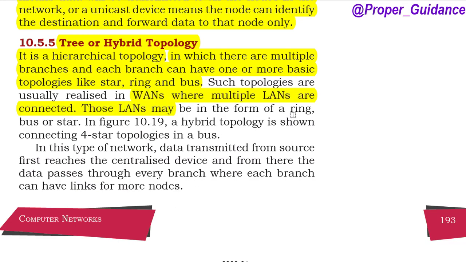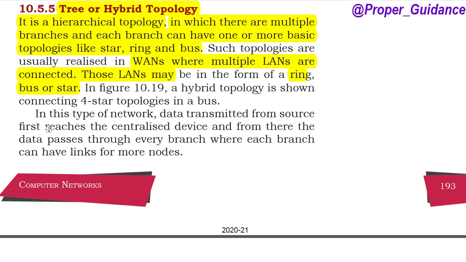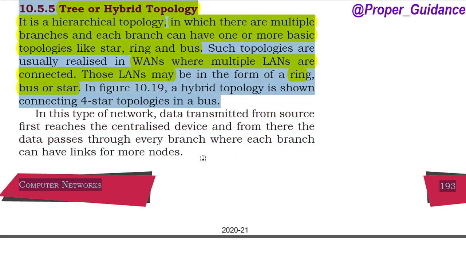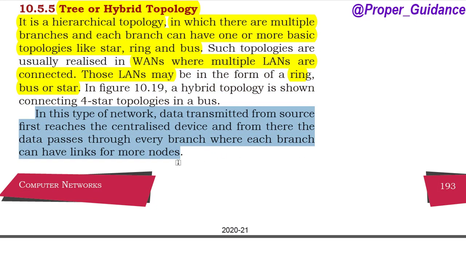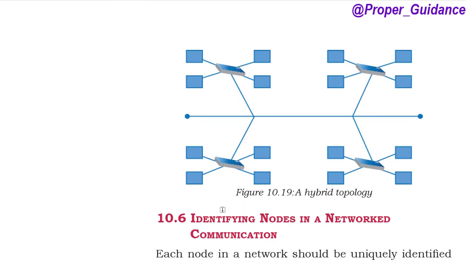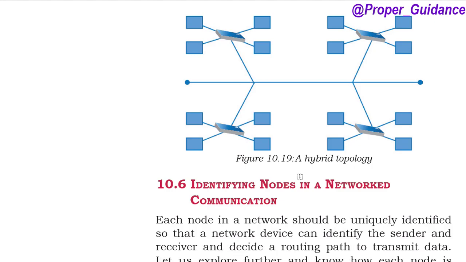Those LANs may be in the form of a ring, a bus or a star. In figure 10.19, a hybrid topology is shown connecting 4 star topologies in a bus. In this type of network, data transmitted from source first reaches the centralized device and from there, the data passes through every branch, where each branch can have links for more nodes. Look, there are 4 star topologies, right? And they are connected through a bus topology. So this is a hybrid topology.